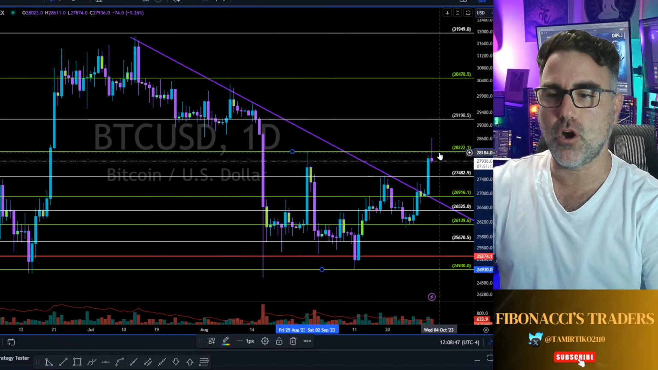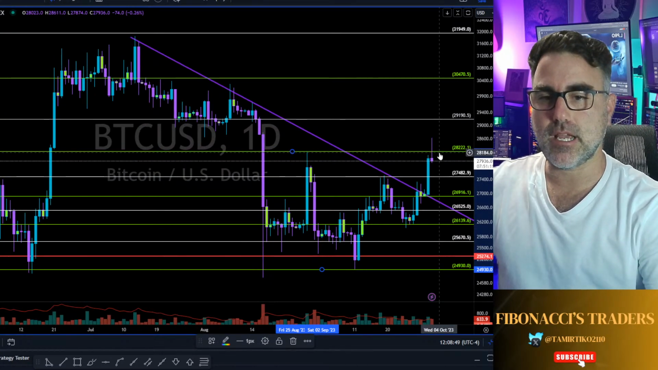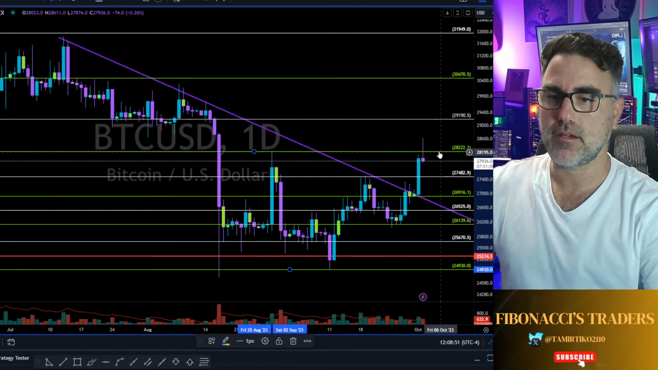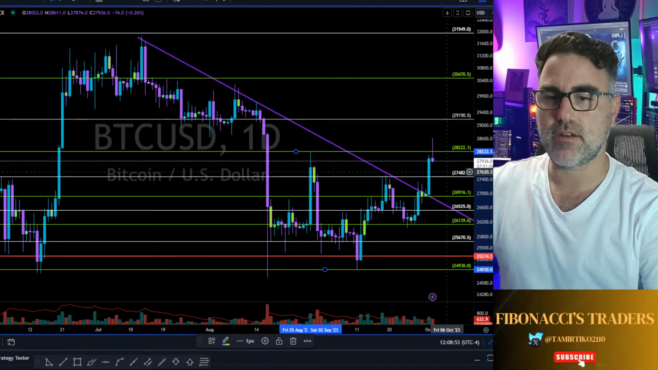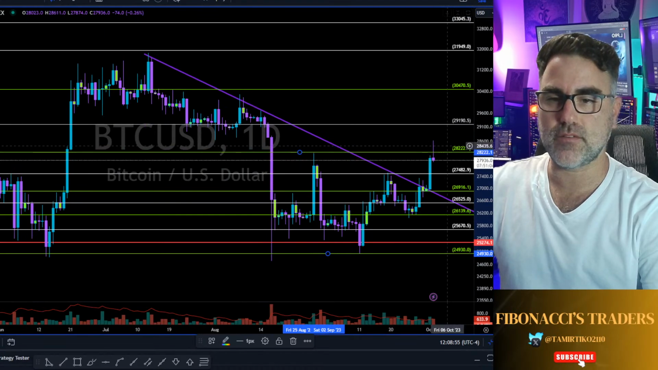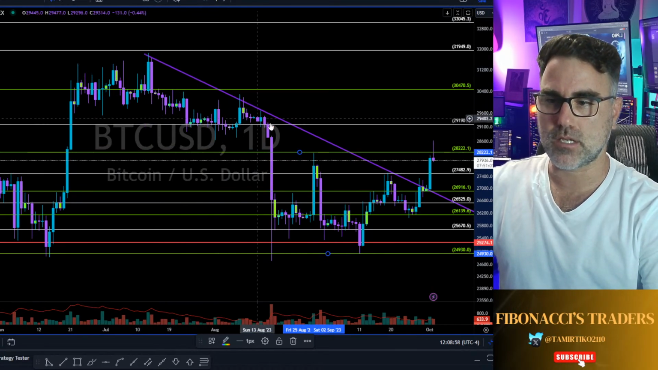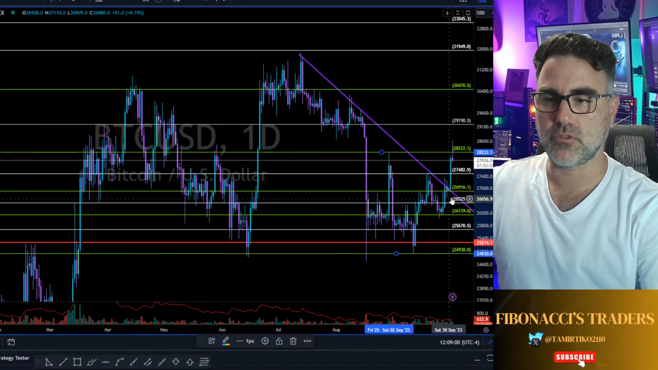Bitcoin on the daily broke above this purple trend line, went all the way to the 28,200. Now with a doji for now on the daily, 8 more hours for this candle. 27,500 needs to hold. Otherwise, we are heading towards this purple trend line.